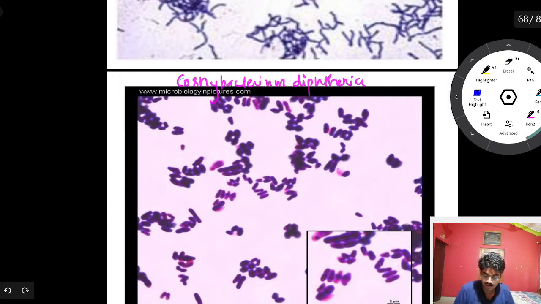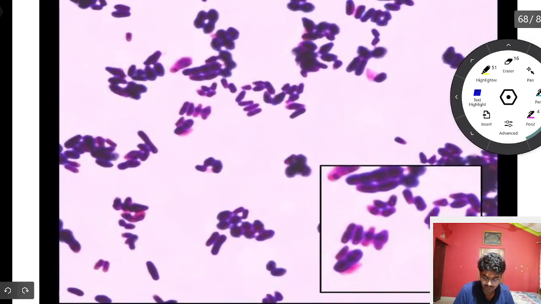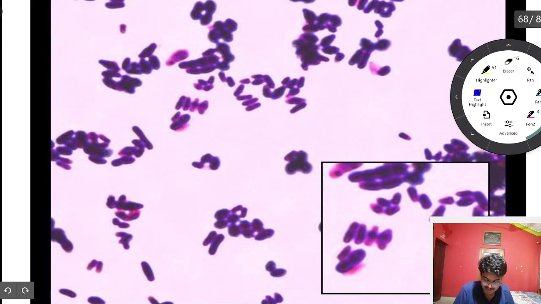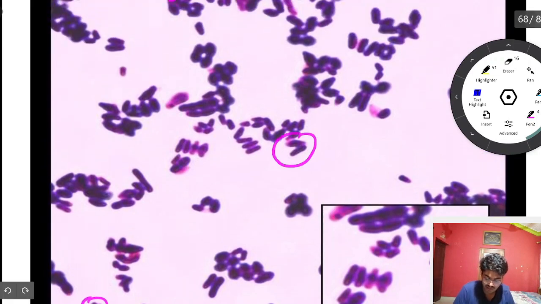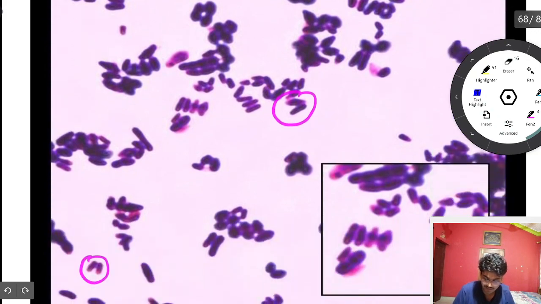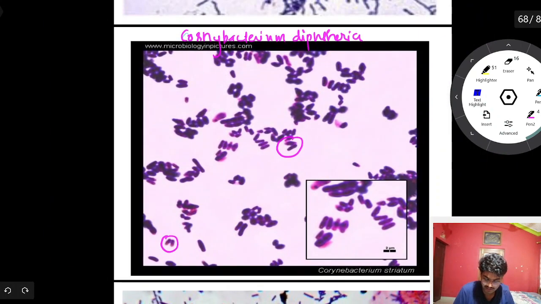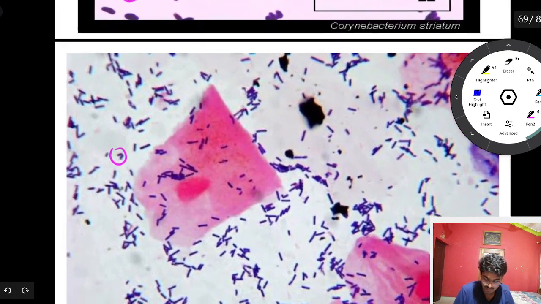Then there is our famous Corynebacterium diphtheriae, which are cuneiform in shape. You see, they are arranged in a V-shape, also known as Chinese letters. These are cuneiform Corynebacterium diphtheriae. You see, these are Corynebacterium diphtheriae.